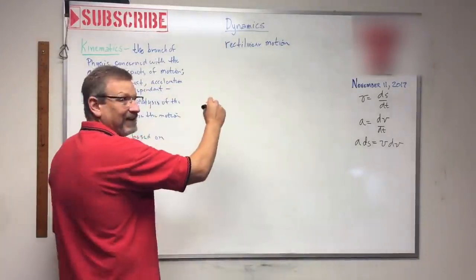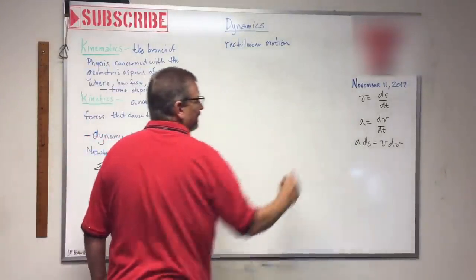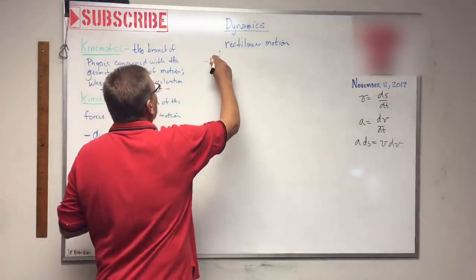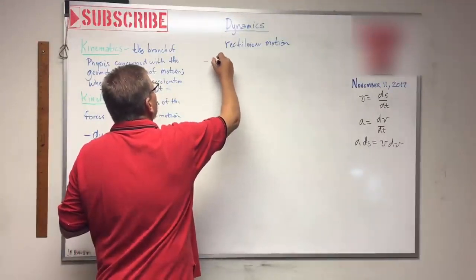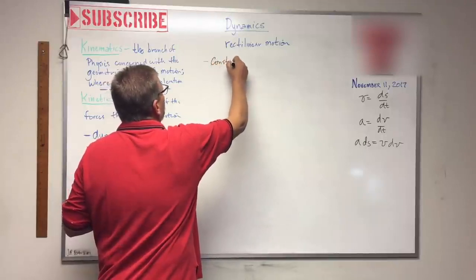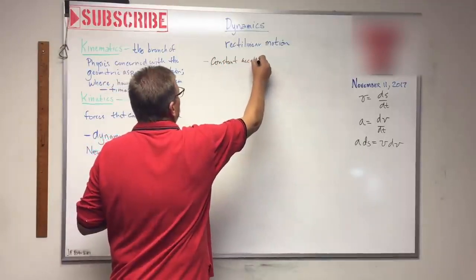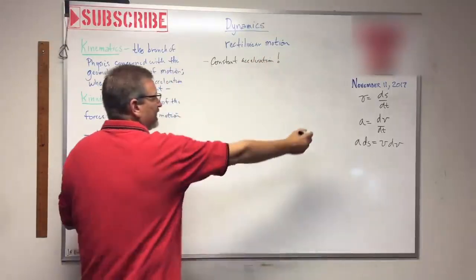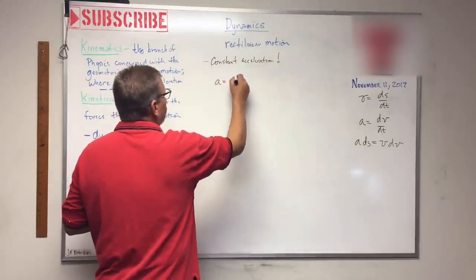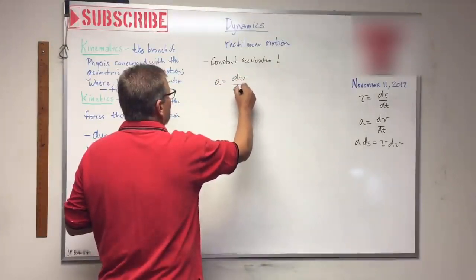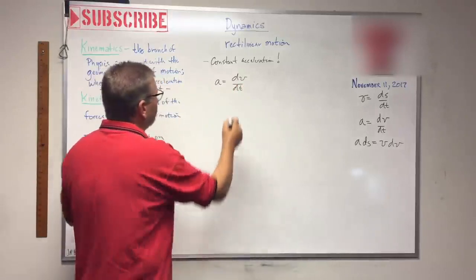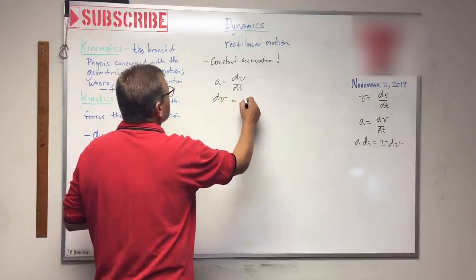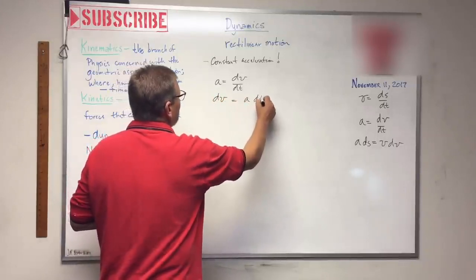So next, let's take that equation and see if we can integrate it. Now remember, this is important. This is for constant acceleration. That's important, okay? So let's take that equation: a is equal to dv over dt. Let's get rid of the dt and move him over to the other side. So we get dv is equal to a times dt.